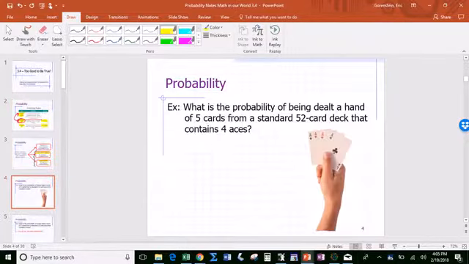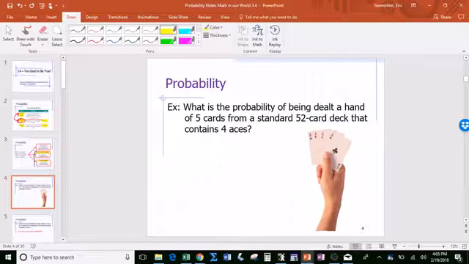Okay, so first problem. What is the probability of being dealt a hand of 5-card poker, so just 5 cards, from a standard 52 card deck, and that hand contains 4 aces? So basically, you're dealt 5 cards. What's the probability that 4 out of those 5 cards are aces?